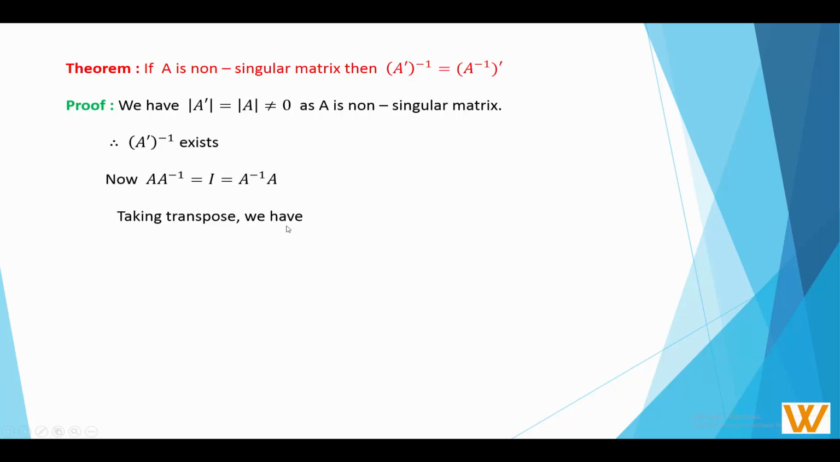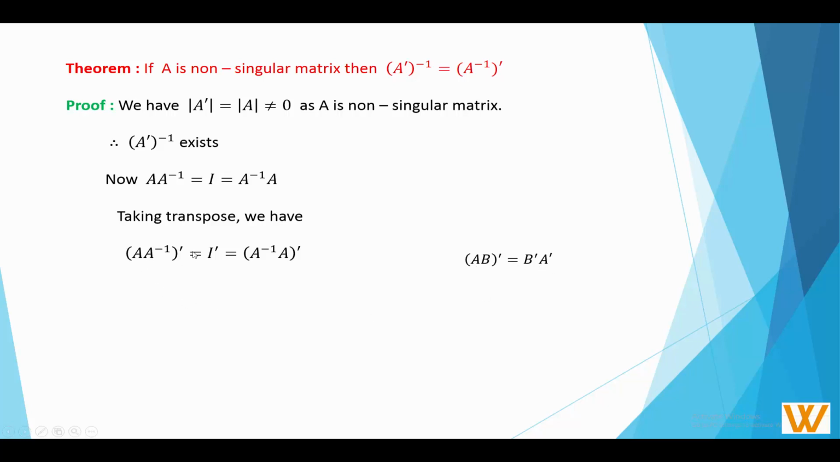Now taking transpose of each term we have (A into A inverse) dash equals I dash, equals (A inverse into A) dash. Now we know the formula (AB) dash equals B dash A dash.